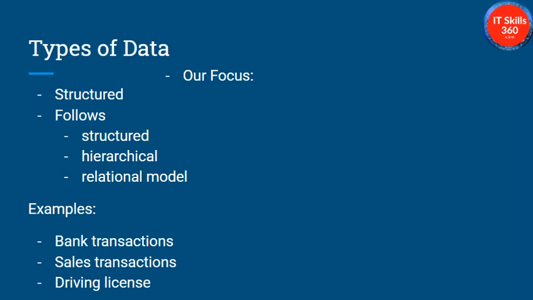That will be our focus of discussion. Structured data basically follows a structure. It might have a hierarchical structure. There will be some relationship you can find between certain data points. So all of those things are structured data. The examples could be your bank transactions, bank statement, your sales transactions, driving license. All of these are structured data. You can define the format, the relationship, all the different data components. They are usually related. That's why it is also called relational data, relational database.